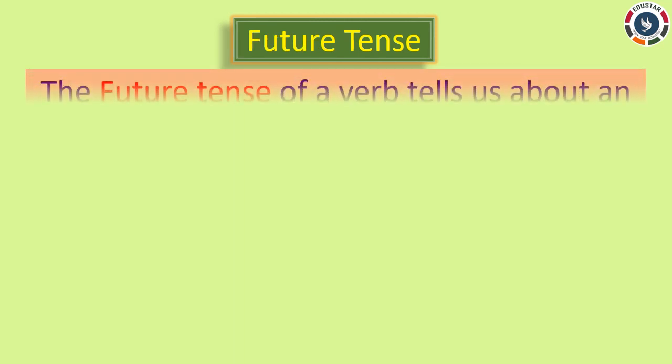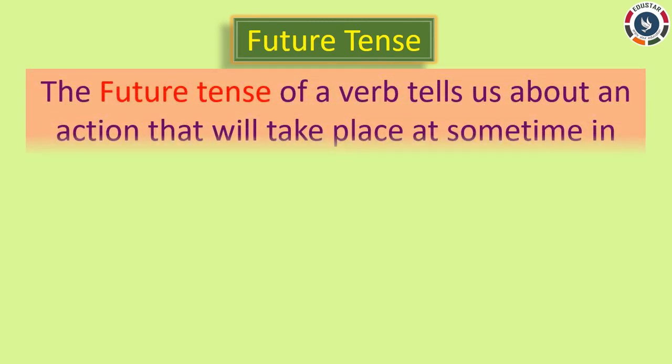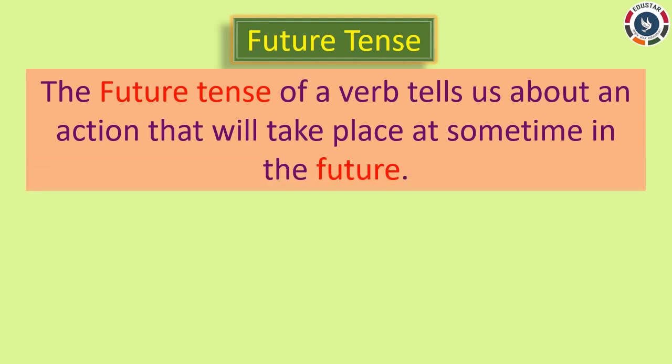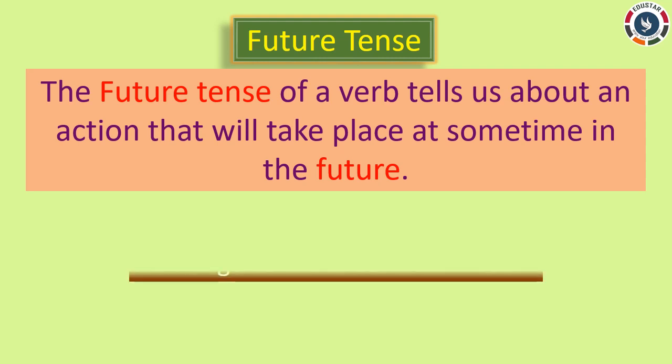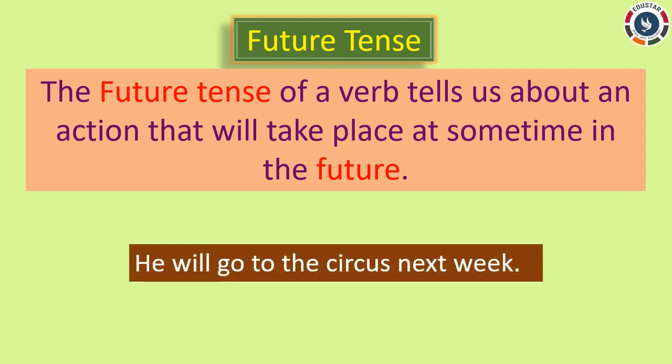The future tense of a verb tells us about an action that will take place at some time in the future. For example, he will go to the circus next week. Here, the verb will go refers to future tense since it talks about a future time.